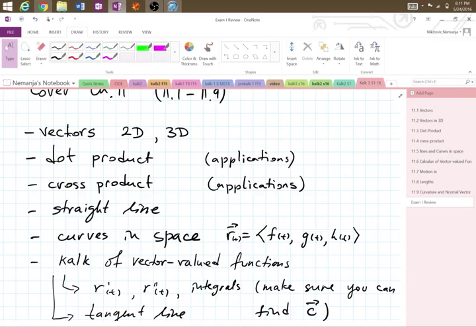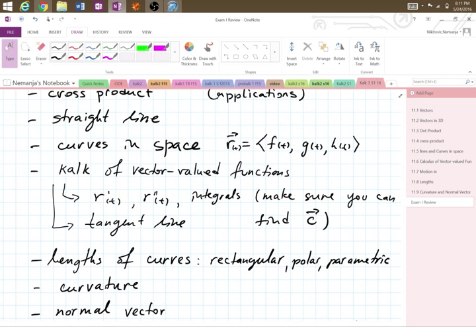Cross product produces another vector. A straight line, we already reviewed the equation for the straight line. We need to know how to get the straight lines. The vector ABC is that, quote unquote, three-dimensional slope, which is actually the vector that gives us the direction. And then we have the point that we go through.